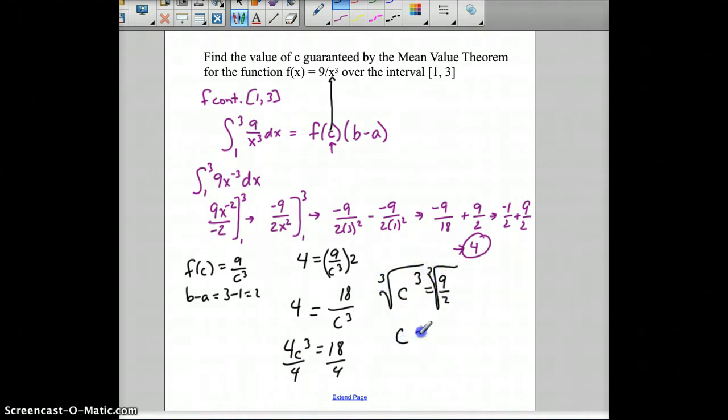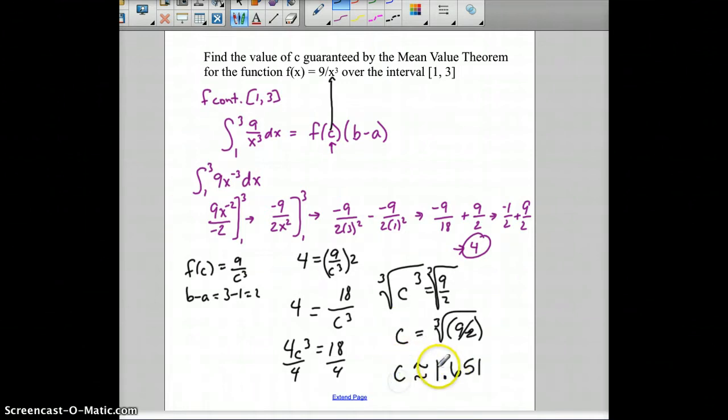Remember when you're typing in the cube root that you use parentheses. Oops, 9 divided by 2. And always round to 3 numbers after the decimal if it's your final answer, or 4 if you're going to use it for something else.